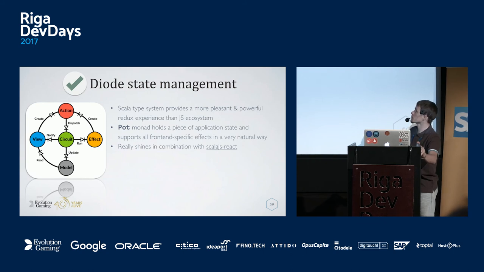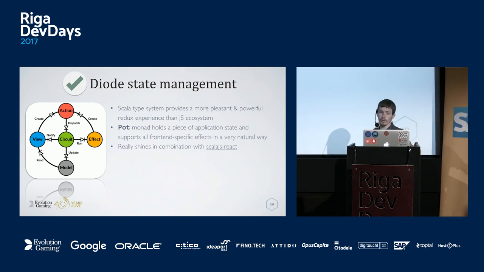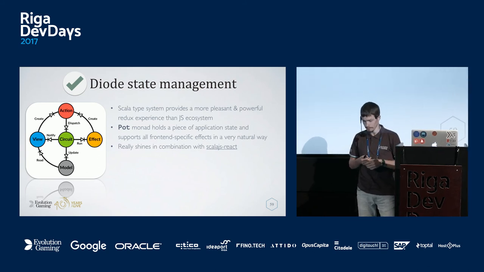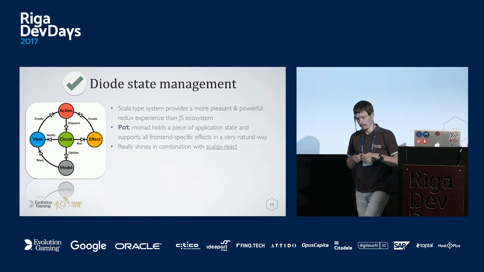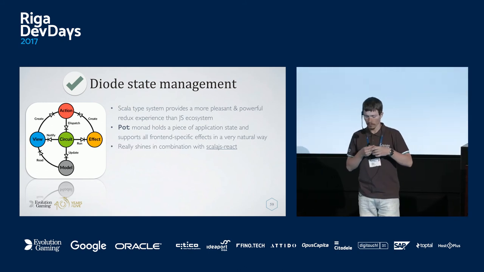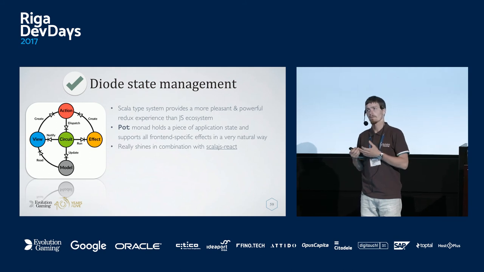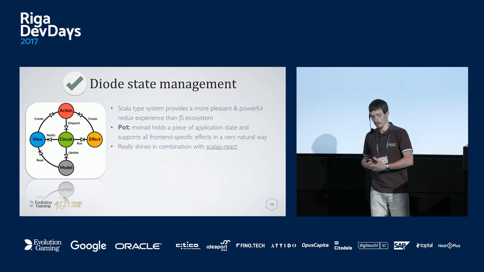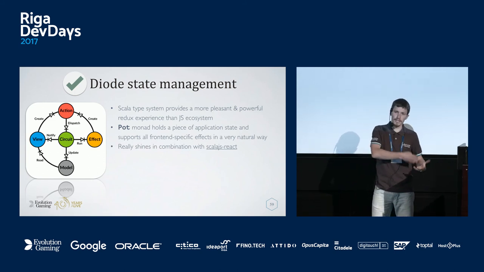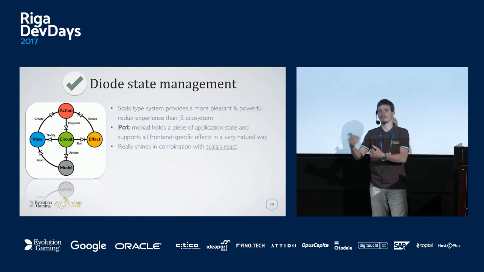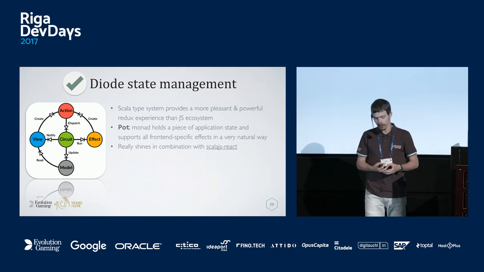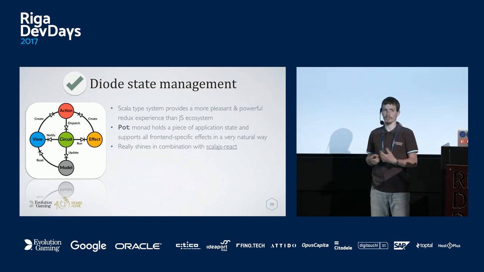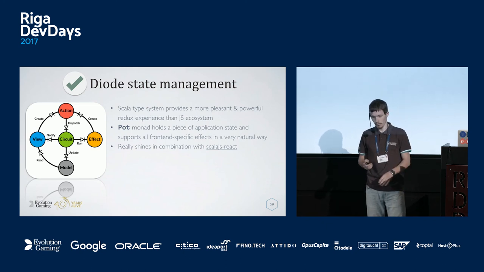And the last one, but not the least, is Diode state management, which is also a very big booster for your productivity in the front end. There is a Pot monad which encapsulates various states of the front end. For example, when some content is loading, this is represented in a nice way, and it really shines in combination with ScalaJS React. So this is not just talk; we are using it, and it moves lots of pain away.